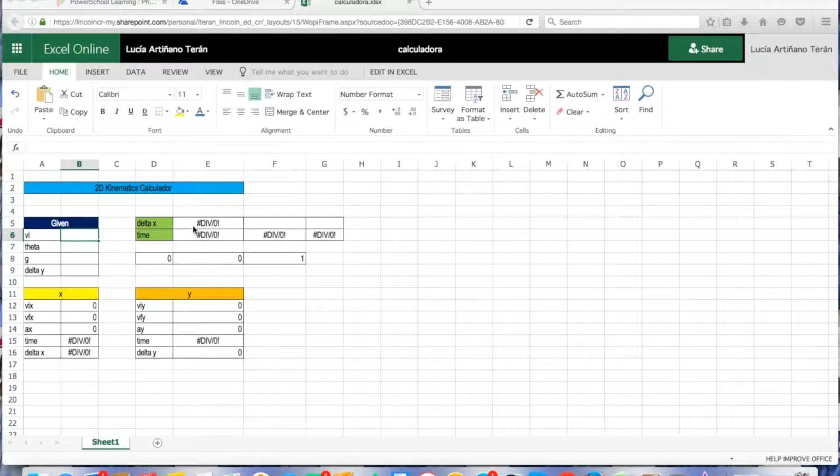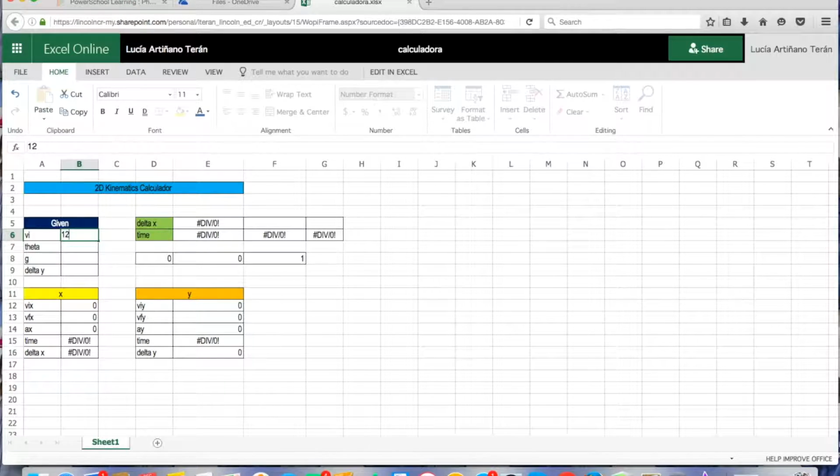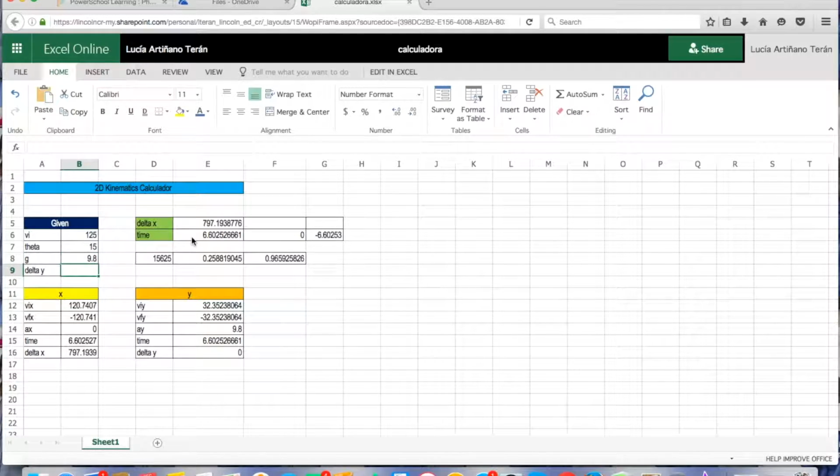First, we're going to find the displacement of x, which we will do using the equation x equals 2 times the velocity, which is 125, times cos of theta, where theta equals 15 in this case, times sin of theta, where theta again equals 15, over the gravity, which is equal to 9.8. And when we solve for that, it gives us the displacement of x equals 797.